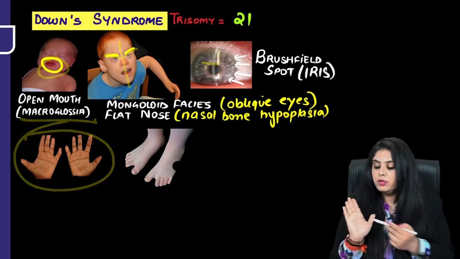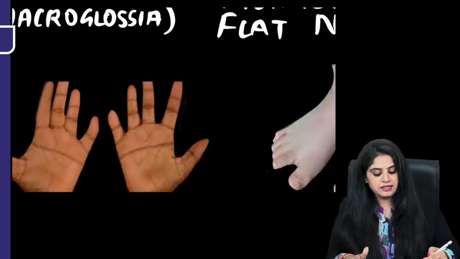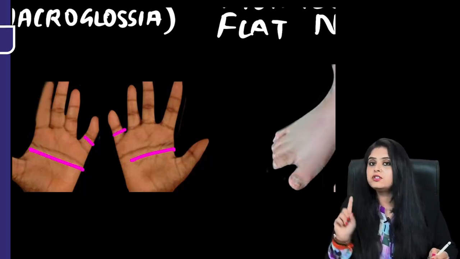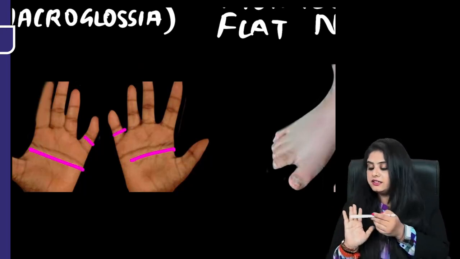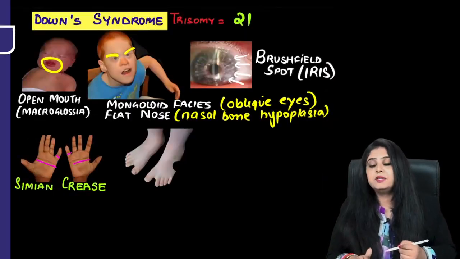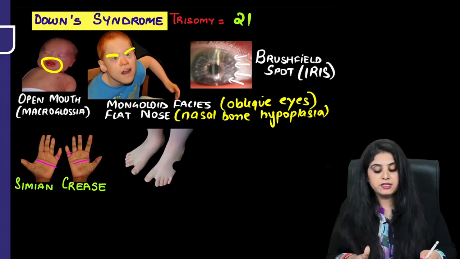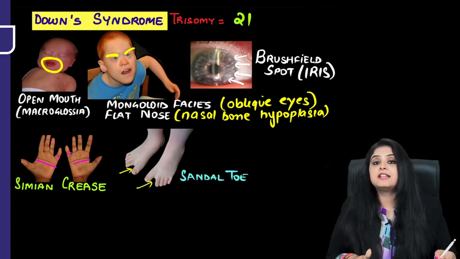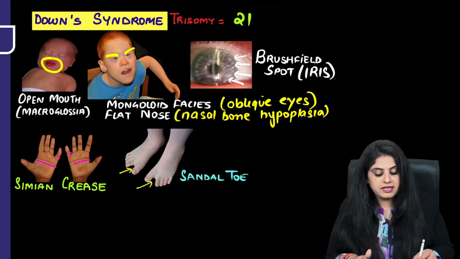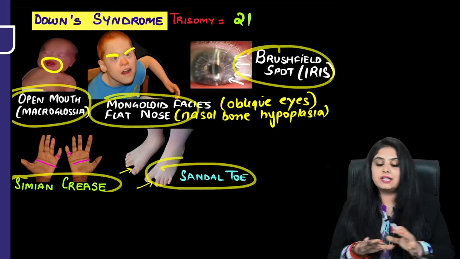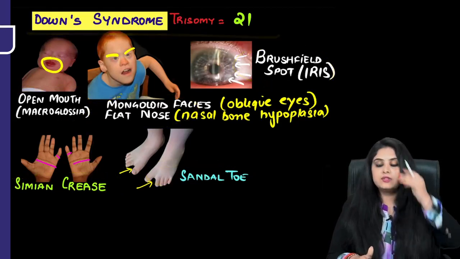What is in the hands? We all know there's just one single line that they have, and that is known as the simian crease. And look at the fifth digit. The fifth digit also has one line. So one line in the crease and only one line in the digit. The simian crease. What do they have in their feet? It looks as if they are wearing a slipper, and that is referred to as the sandal toe. That gap over here is because it looks like they're wearing a sandal. So open mouth with mongoloid facies, flat nose, Brushfield spots, simian crease, sandal toe. That's your entire thing for Down syndrome, trisomy 21.